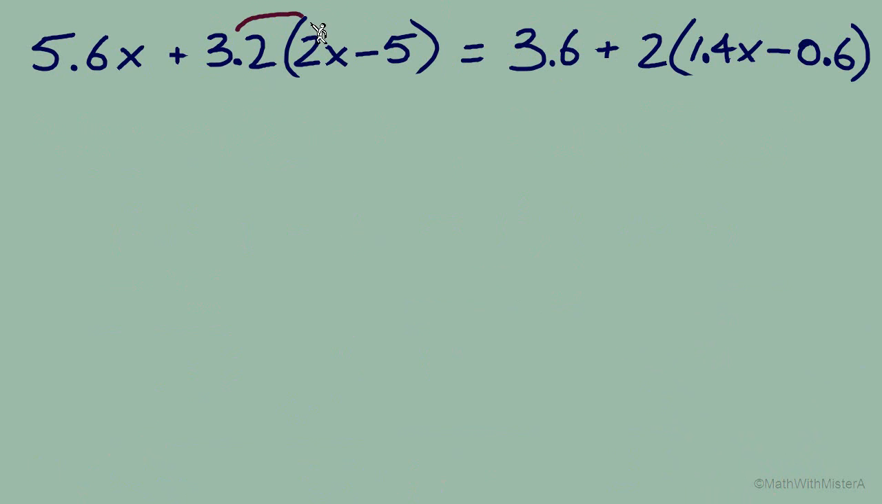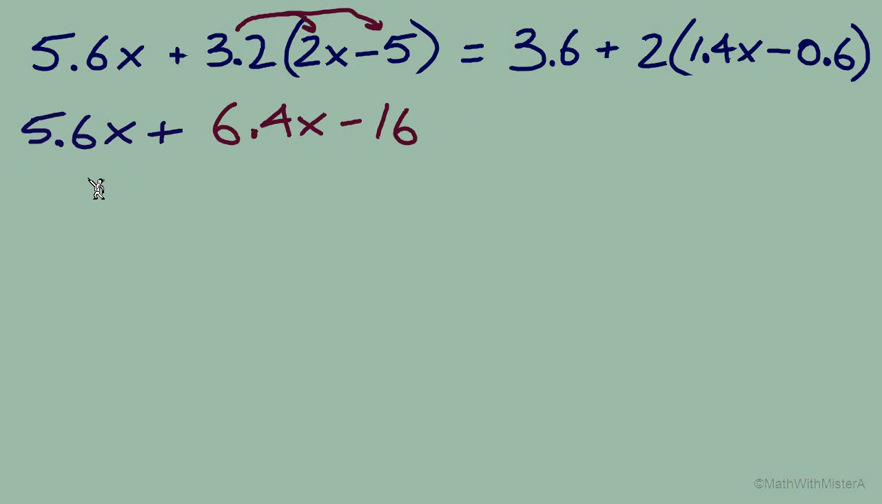The left side we can distribute first. 3.2 times 2x equals 6.4x. 3.2 times negative 5, negative 16. We have another variable term, a positive 5.6x, that we can combine with the 6.4x. It equals 12x, and we still have the constant term, minus 16. So a variable term, a constant term, nothing else to simplify.